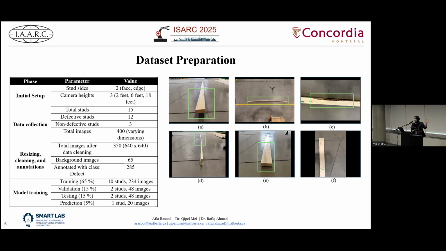On the right side are some of the instances taken from our developed dataset. As you can see, some of the defects are very evident from the top, but some are very evident from the side view.